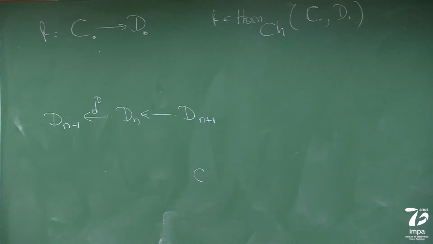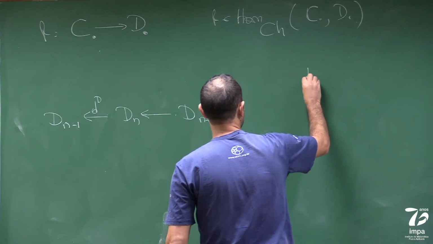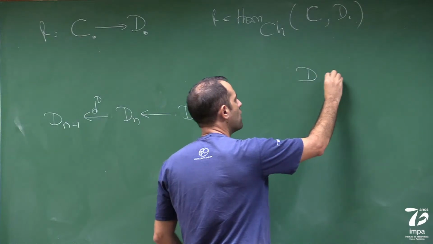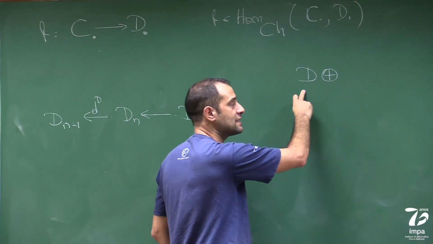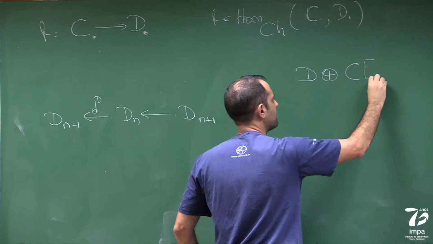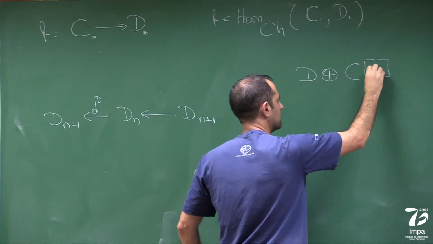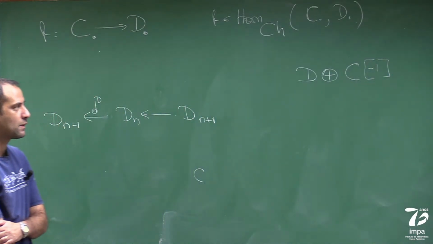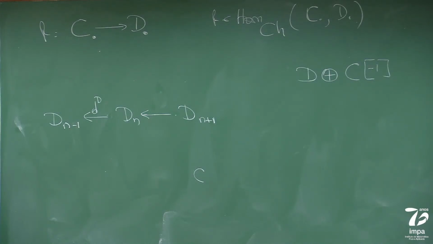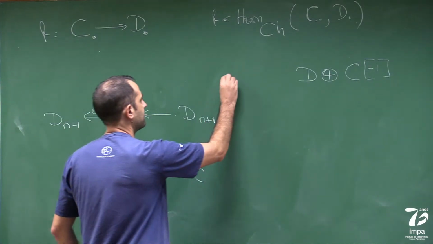So what I'll do is I'll take D. We know the answer, right? Because we already know that what we want is to have this guy plus C shifted by 1. So that's what we found out last time, that we wanted to be the cone of F as a graded object.